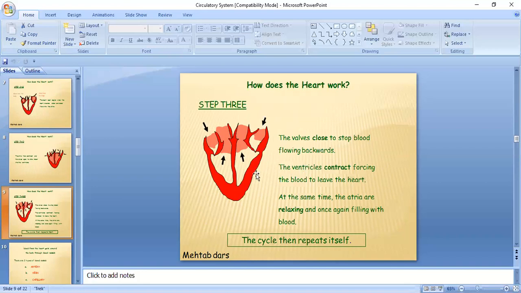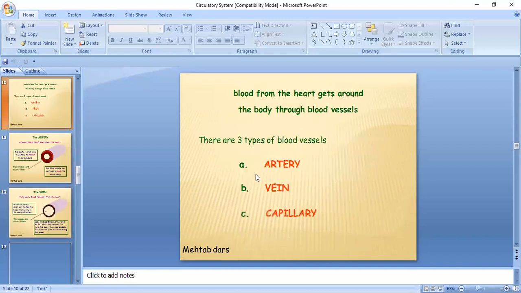The ventricle contracts, forcing the blood to leave the heart. At the same time, the atria are relaxing and once again filling with blood. So this cycle then repeats itself again to keep the blood oxygenated. So the blood from the heart gets around the body through the blood vessels. There are three types of blood vessels: arteries, veins, and capillaries.